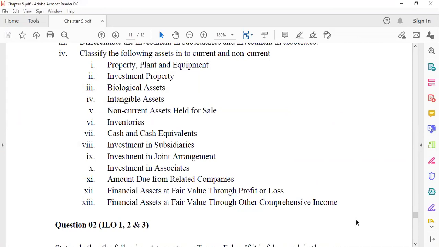What about investment in associate? In fact, earlier we discussed that investment in associate means you have an investment ranging between 20 to 50%, say 40% or something, it's an associate. So how do you distinguish investment in subsidiary from investment in associate? In a subsidiary, what you have is control. You have dominance over another entity.